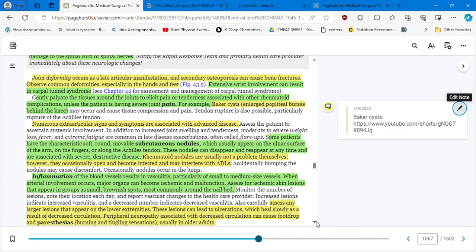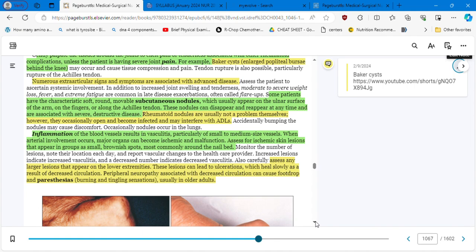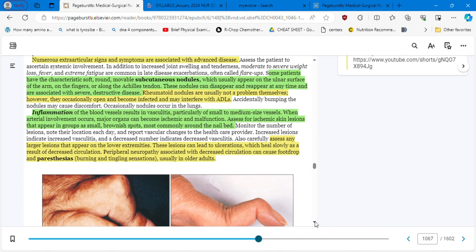Remember, rheumatoid nodules are usually not a problem themselves. However, they occasionally open and become infected and may interfere with ADLs. Inflammation of the blood vessels results in vasculitis, we know that, particularly of small to medium-sized vessels. When arterial involvement occurs, major organs can become ischemic and malfunction. So this is the horrible, the life-threatening part of rheumatoid arthritis, when it is not only causing the joint problem, but also extending to the organs and connective tissue.